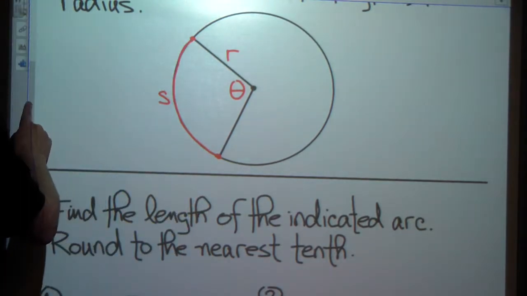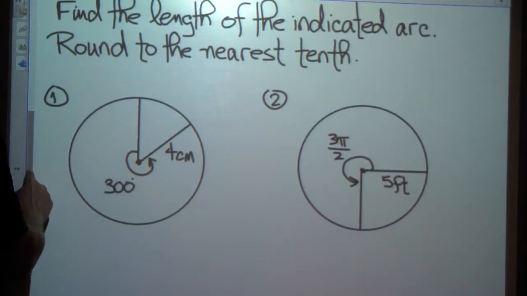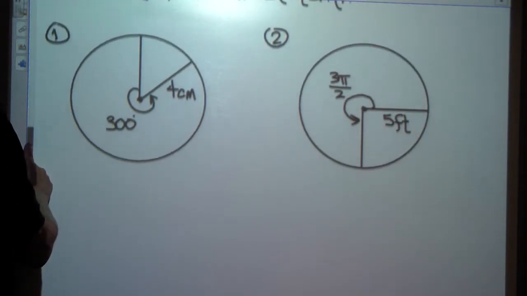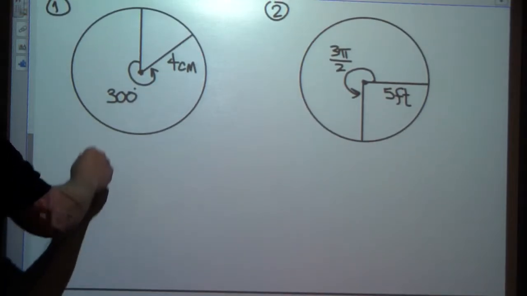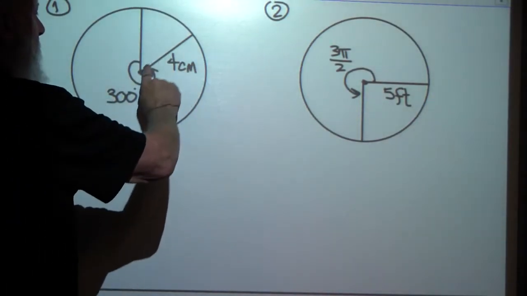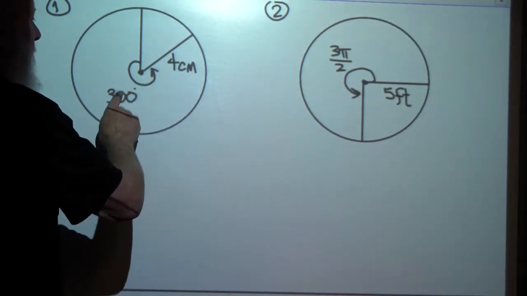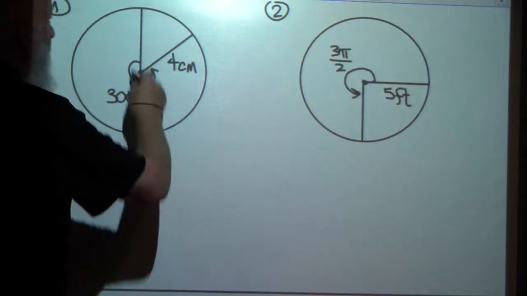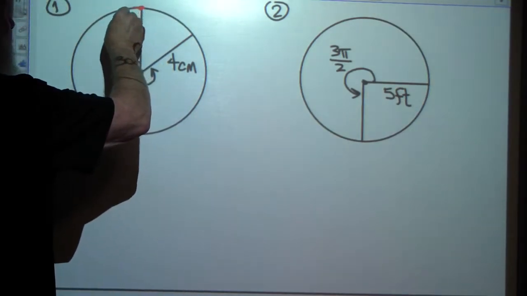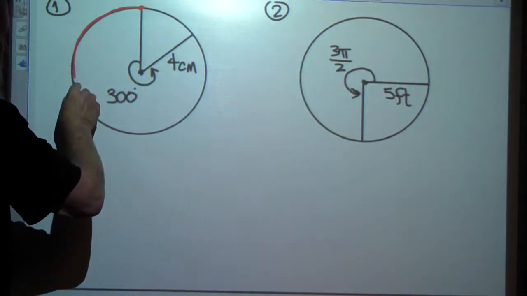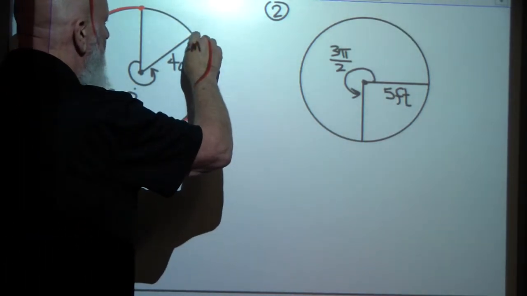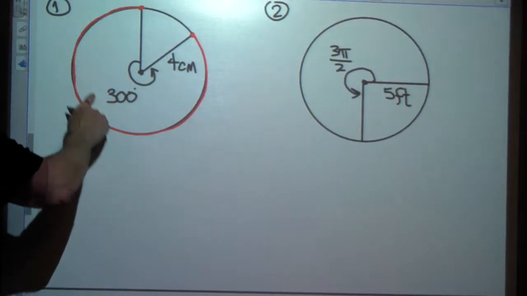So here we go. Find the length of the indicated arc, rounding to the nearest tenth. I've got a circle, radius 4, central angle of 300 degrees. So we're looking for this major arc here. Not very good at tracing circles, but that's not too bad actually. This is the arc we're looking for.